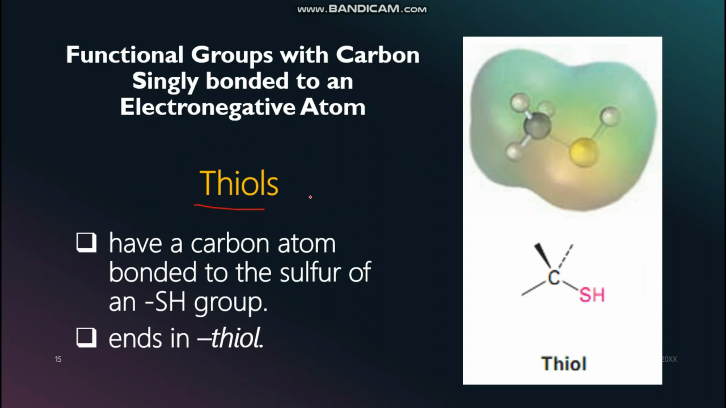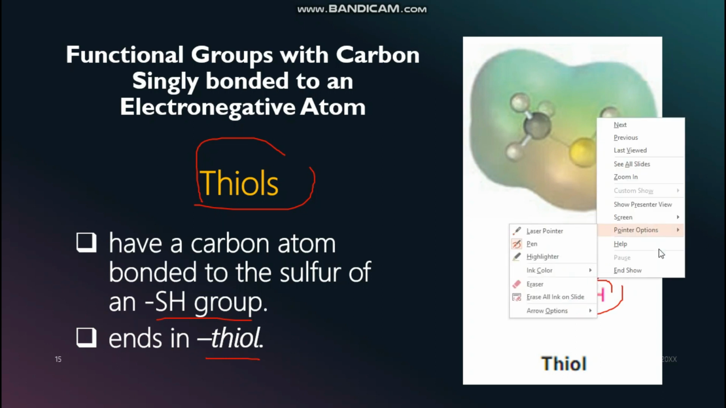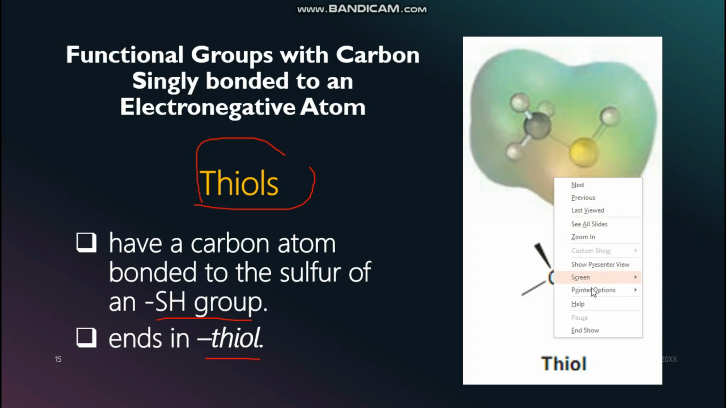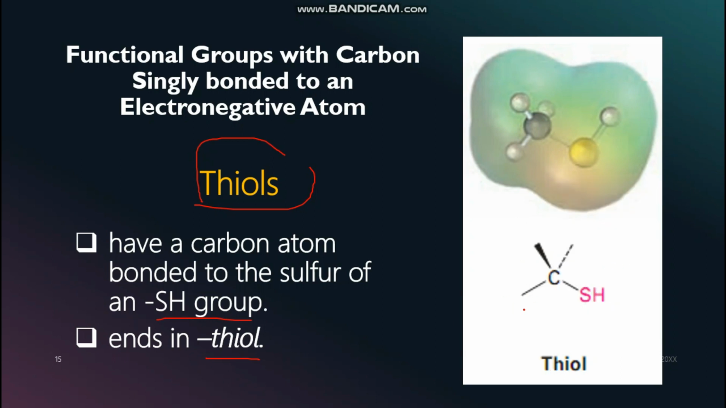Next are the thiols. So thiols have a carbon atom bonded to the sulfur of an SH group, and it ends in the word thiol. Now, hindi siya pwedeng magkaroon ng C here kasi it's another functional group. So, dapat SH lang talaga siya. So, this one is a methyl thiol, kasi meron siyang methyl group.